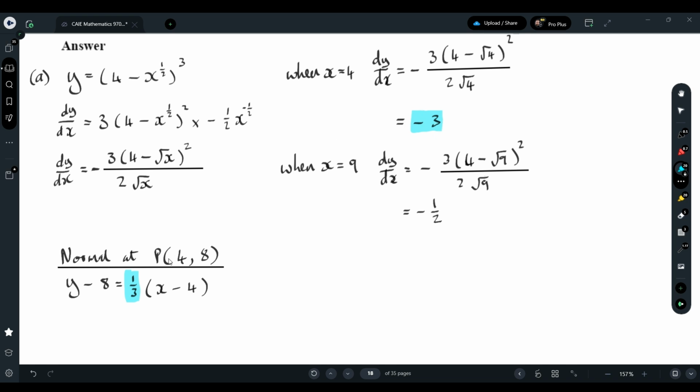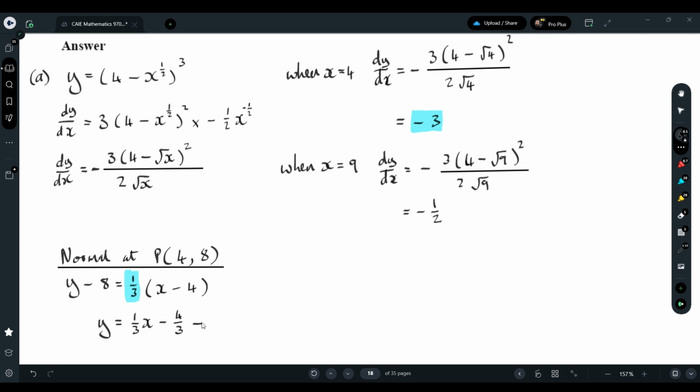Now the normal is a perpendicular line to the tangent, so we have to find the reciprocal of the gradient of the tangent. That's how we get the third. And we have to change its sign because the normal is perpendicular to the tangent. Then rearranging this to get y as the subject, we'll have y equals a third x minus 4 over 3. That's just distributing the third into the bracket.